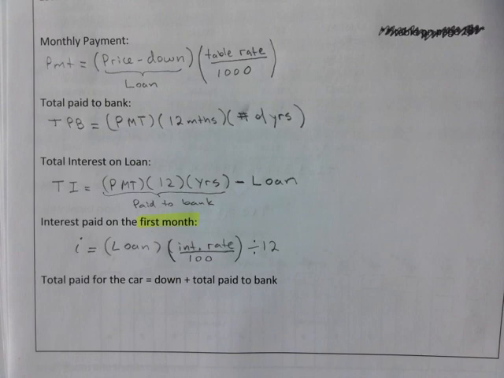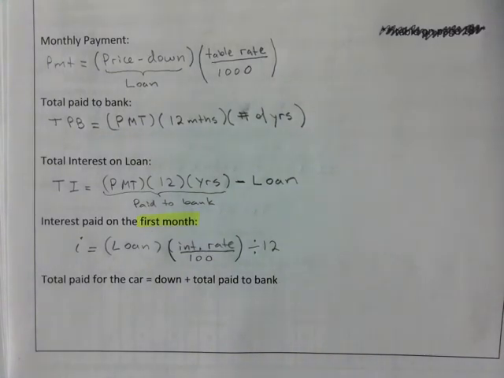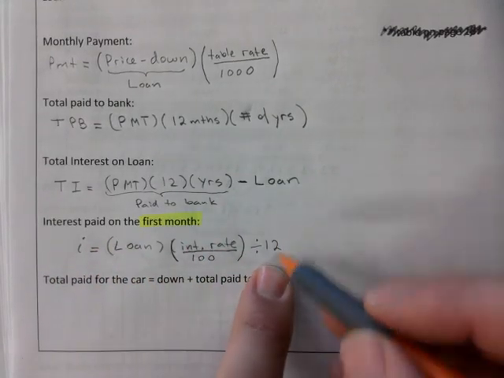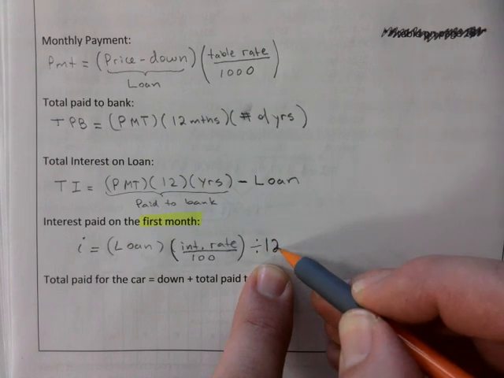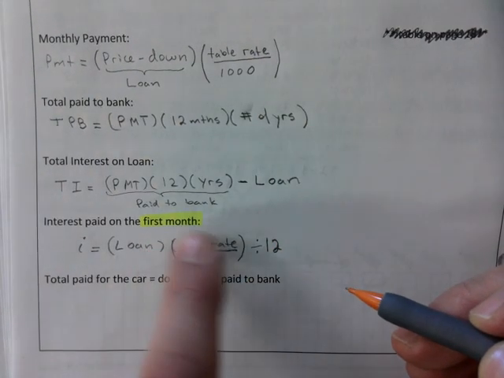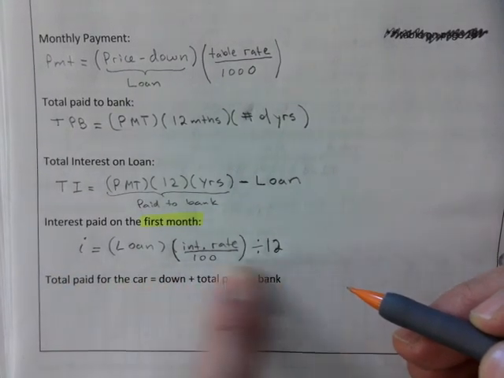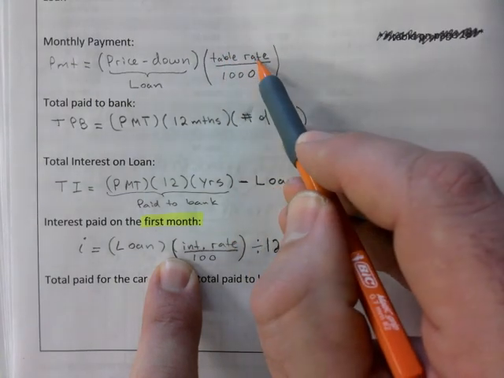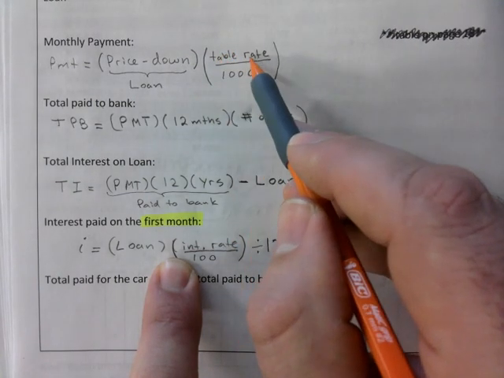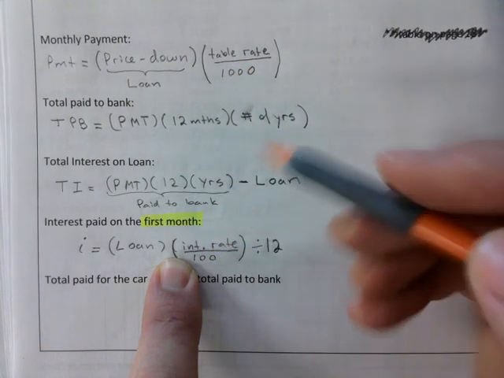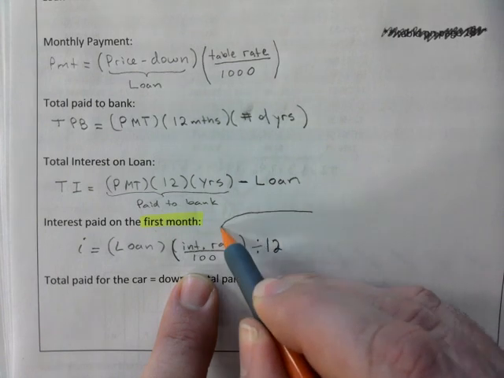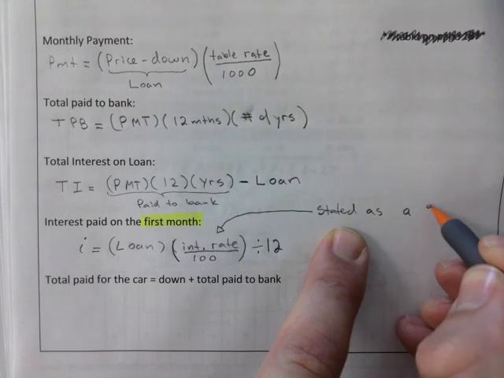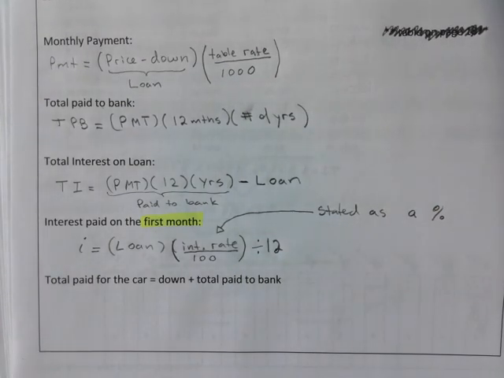Otherwise, you're going to find out the interest for the entire year. You just want the interest for that 1 month. That's why we divide whatever we get here by 12. That's very important. This is the one that a lot of students forget. So it's the first month interest, lowercase I. This is how you find it. Notice that this says interest rate. This one says table rate. Some students take this number and they plug it in here. I will say this, stated as a percentage. Page 27.